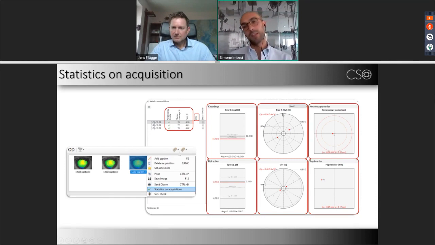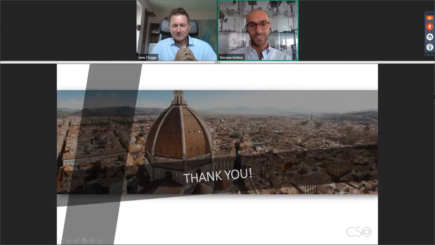If these little crosses are close to each other, you know that the fixation of the patient was stable. Once you have analyzed all these parameters, you are even able to select which acquisition is your favorite, and for the next time you can decide to open just the starred acquisition. So this was what I wanted to say, and thank you very much.